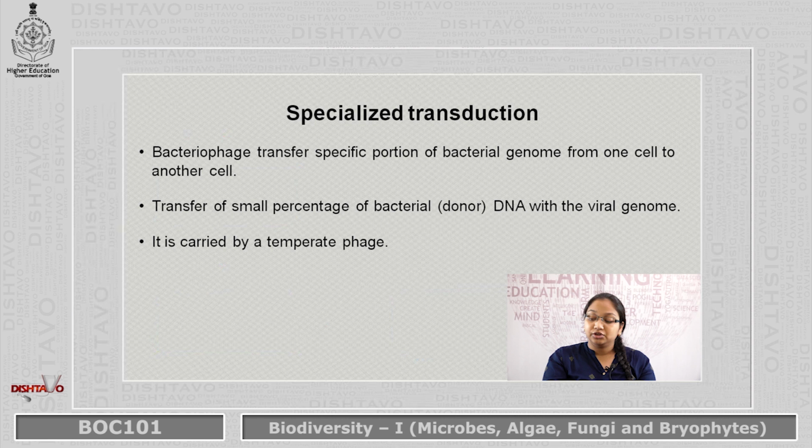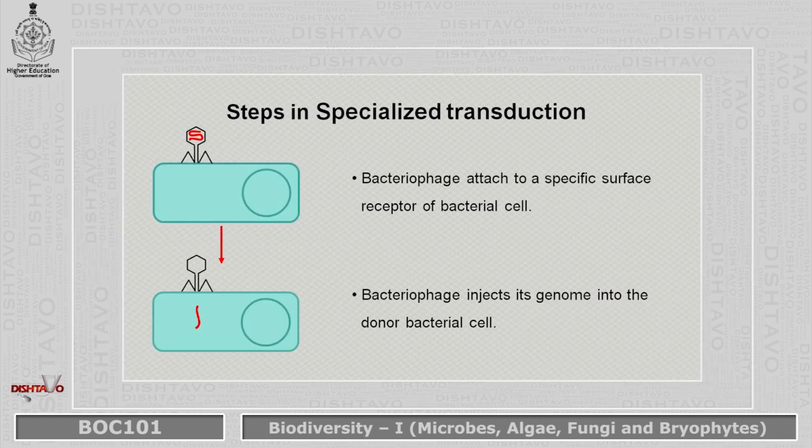The second type of transduction is called specialized transduction. In specialized transduction, the bacteriophage transfers a specific portion of the bacterial genome from a donor cell to a recipient cell. The bacteriophage, while transferring, has a small percentage of bacterial genome and its viral DNA. It is carried out by a temperate phage. A temperate phage is a phage which undergoes a lysogenic cycle. This is a temperate phage. When the temperate phage attaches to the surface of the bacterial cell, it injects its genome.